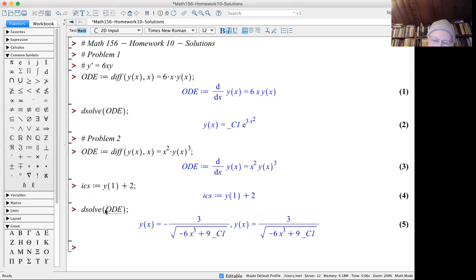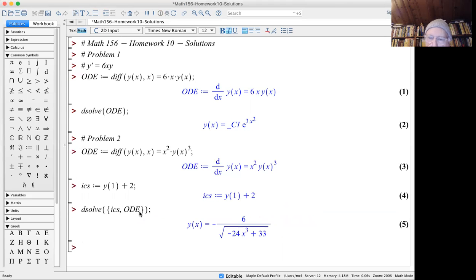And now what I want to solve is the differential equation with the initial condition. So I put those in curly brackets. And once you fix the initial condition, this gives us the constants. Oops, this is not right. y of 1 equals 2. Yep. So I notice when x is 1, 33 minus 24 is 9. Square root of 9 is 3, and 6 over 3 is 2. So that's it. That's the particular solution to this differential equation, satisfying this initial condition.